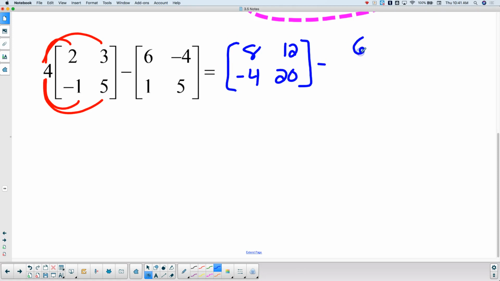Minus 6, negative 4, 1, 5. Minimally, you have to show that. Okay? That's the minimum that you need to show.